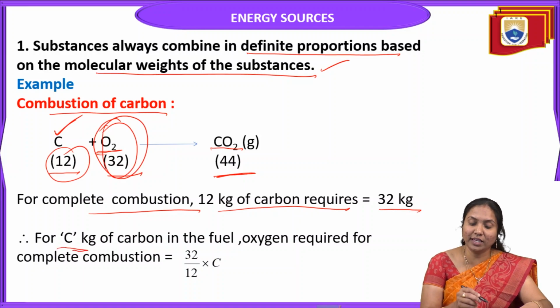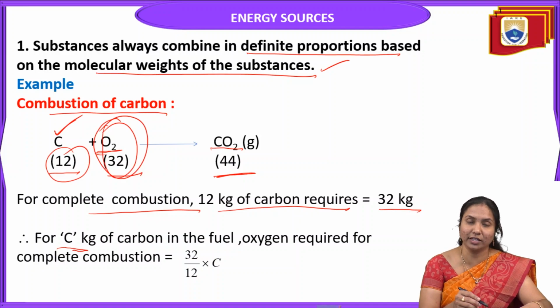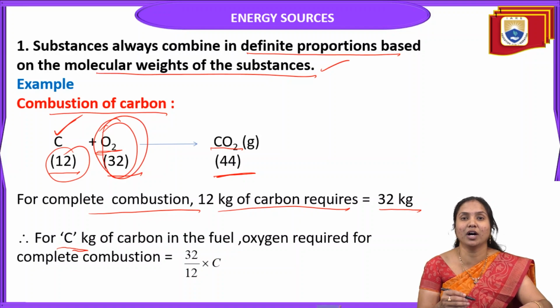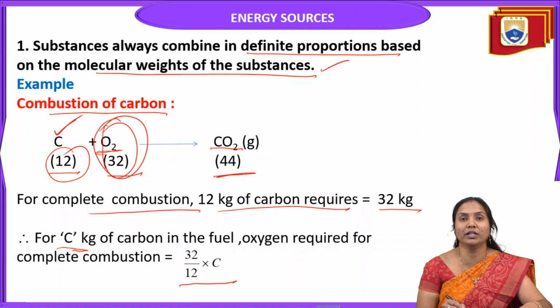For example, take C kg of carbon in the fuel. How much oxygen is required for complete combustion? How can you calculate this? It is equal to 32 by 12 into C.